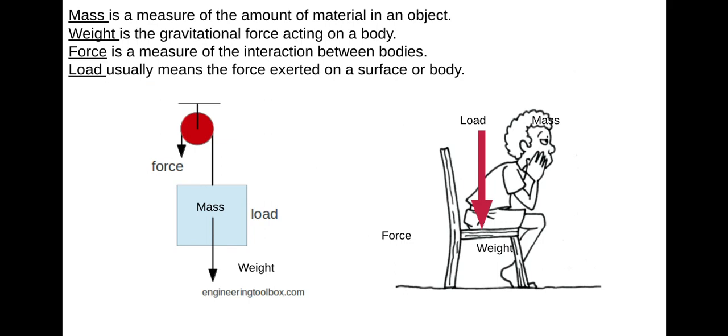So just to review, mass is the measure of the amount of material in an object. Weight is the gravitational force acting on the body. Force is the measure of the interaction between two bodies. And load is just another word for force exerted on the surface of a body. So the two pictures I've shown you on this slide show you where I would consider the force, where the mass would be, where the load would be, and where the weight would be. So you can see the guy sitting on the chair, and this is like a pulley system with a mass on it.